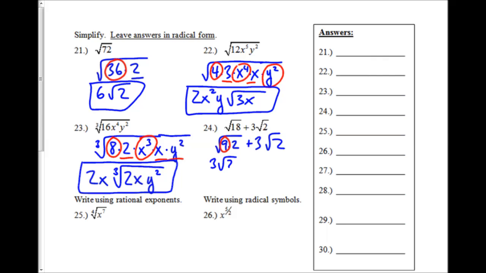So I get 3 root 2 plus 3 root 2. And now I do have like radical terms, so if I have 3 root 2's and add 3 more root 2's, I end up with 6 root 2. And we kind of treat those the same way we do variables in terms of adding the coefficients and leaving that radical part the same. Okay?